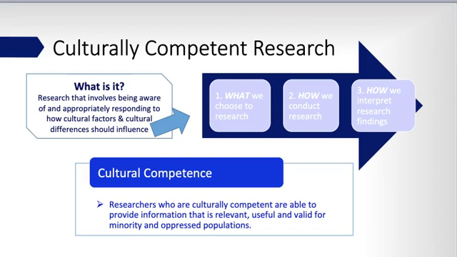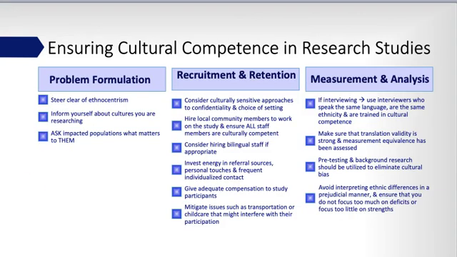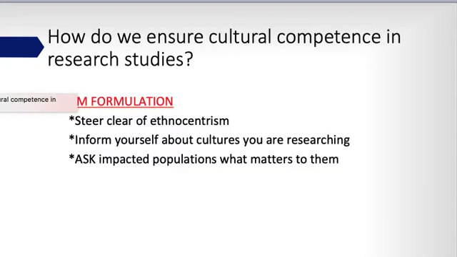So, researchers who are culturally competent should be able to provide information that is relevant, that is useful, and that is valid for various minority and oppressed populations. So, in order to ensure cultural competence in research studies, there are various steps that we should take when trying to formulate research that is more socially just. And these steps should be taken at each stage of the research process.